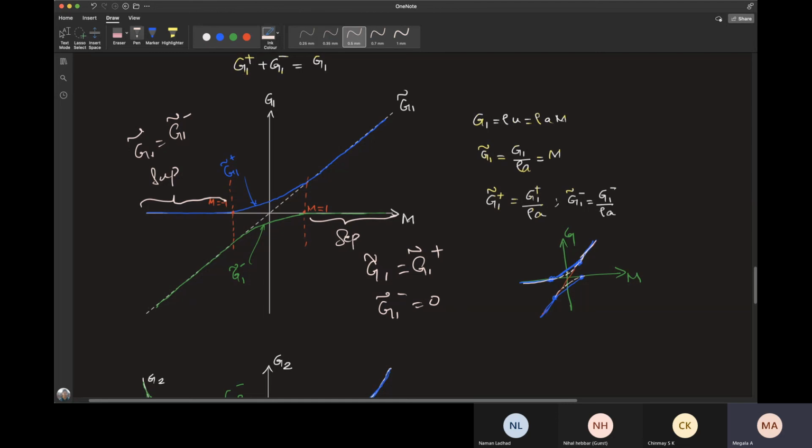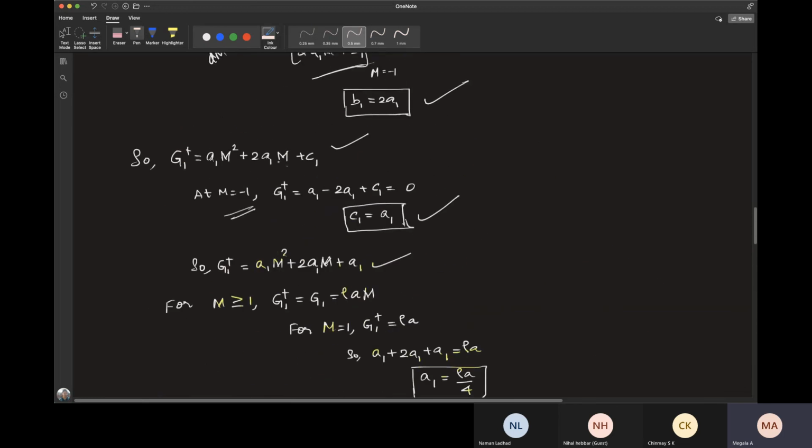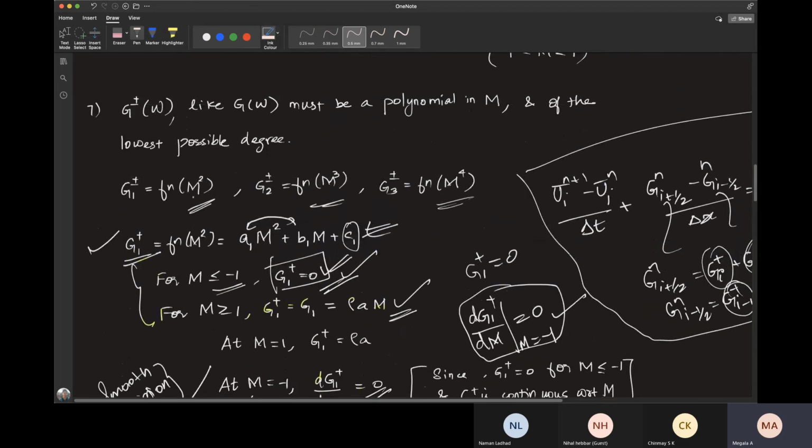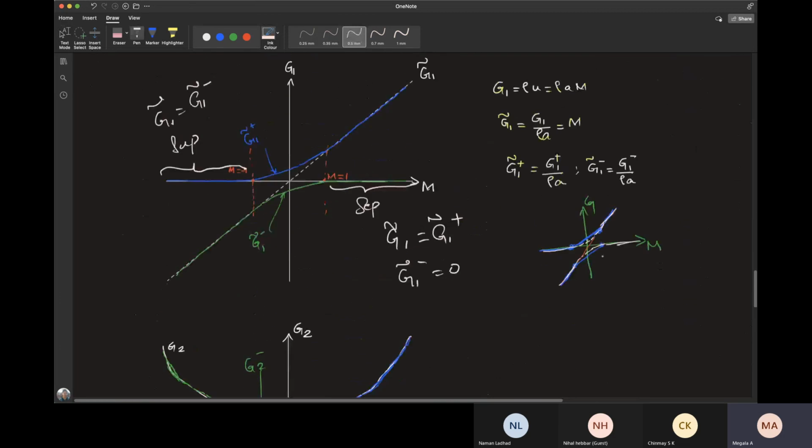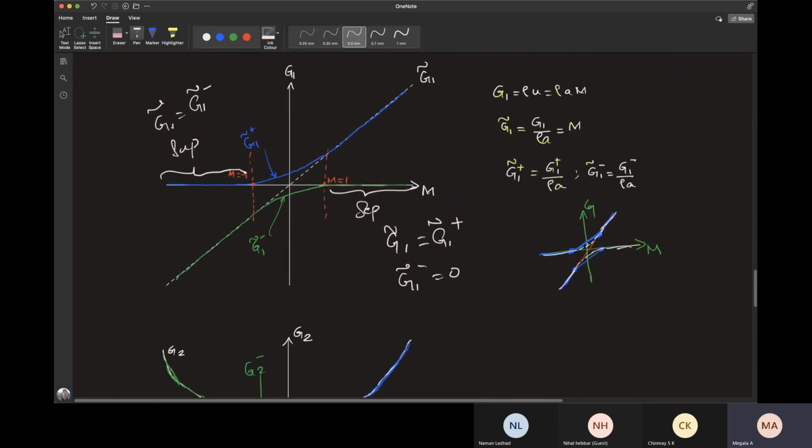Instead of being linear, it has become quadratic over here. So that's the only difference. Because we wanted to have smoothness, we assumed one degree higher, a function of m squared. So that assumption helped us to overcome this discontinuity. So that way, here we get a smooth variation. You can see this over here.